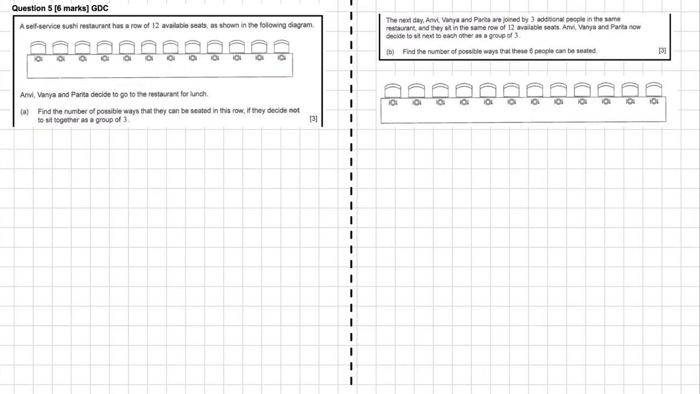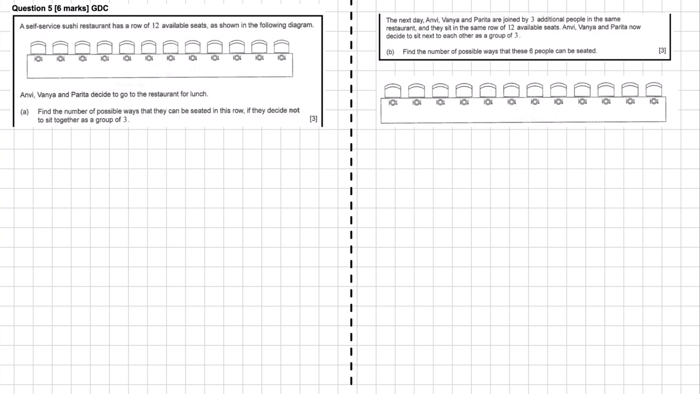All right, we have a sushi restaurant that has a row of 12 available seats, shown in our diagram here. Part A: on the left, Anvi, Vanya, and Parita decide to go to the restaurant for lunch, and we want to find the number of ways that they can be seated in this row if they decide not to sit together as a group of three.